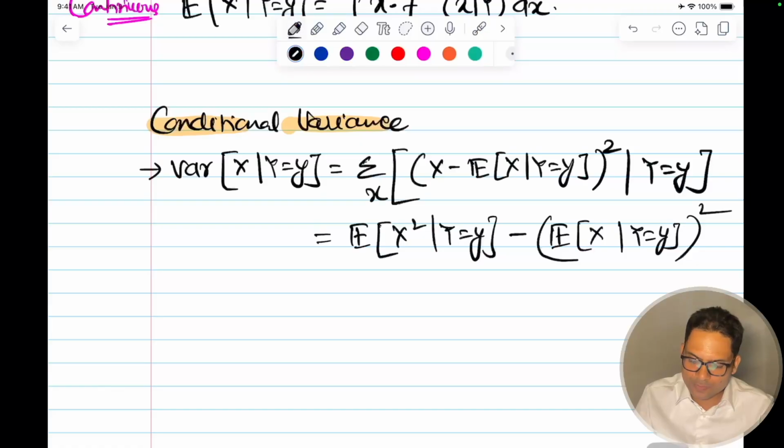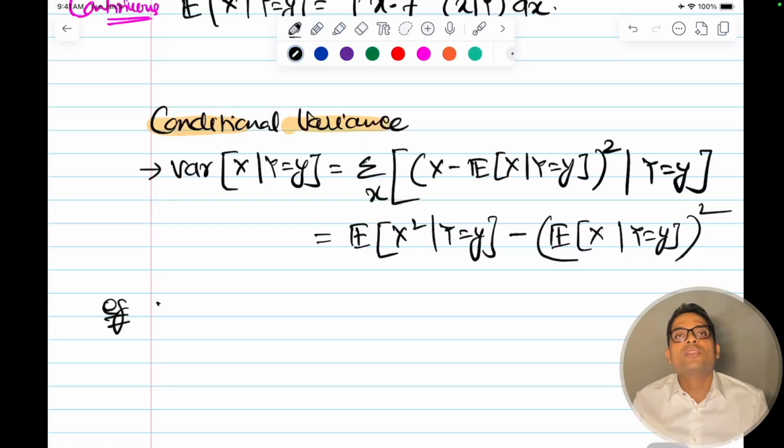For example, I'll give you a very common example. When you are driving a car, the variance of the car's mileage when you are driving it within the city will be different from the variance of the car's mileage when you are driving it within the city plus on the highway. So there the variance will change.